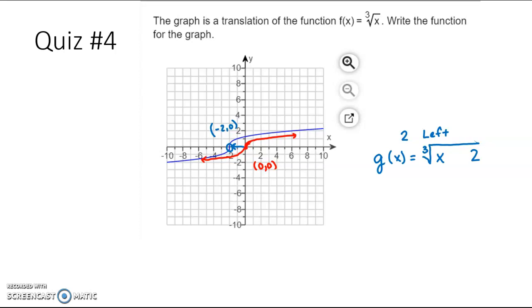If I'm going to the left, that's horrible. It seems like it should be negative, but it's a horizontal translation, so the sign switches to positive. So this is the function for the translated graph that I was given in blue on the problem.